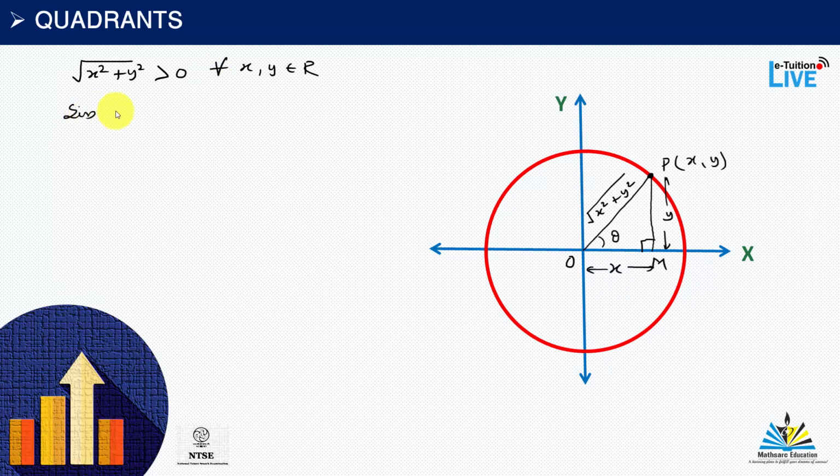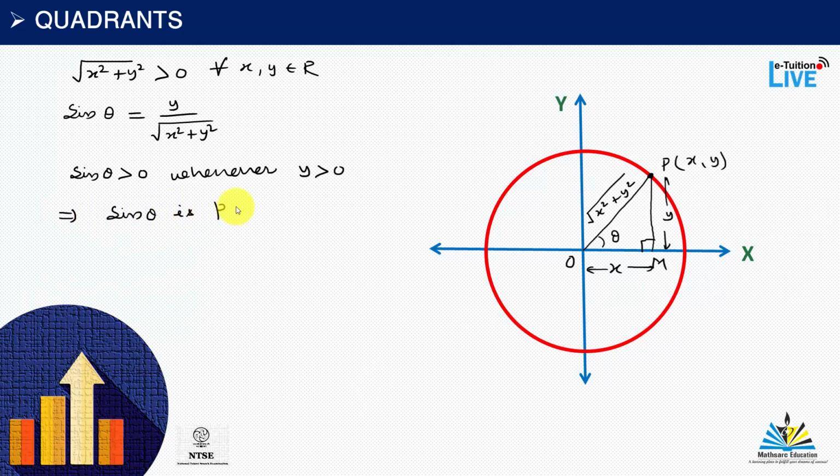Now if we think of sine theta, then sine theta must be perpendicular upon hypotenuse, y upon hypotenuse, under root x square plus y square. So what are you observing here? The denominator is positive, and y is positive in the first and second quadrant. So sine theta must be greater than 0 whenever y is greater than 0. So this implies sine theta is positive in the quadrant in which y is positive. In the first and second quadrant y is positive. Hence sine theta is positive in the first and second quadrant.